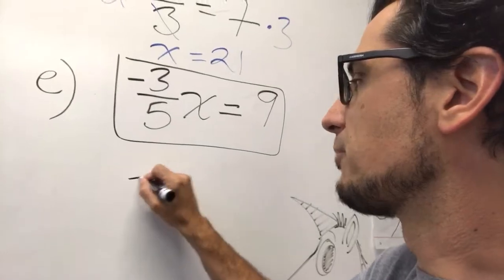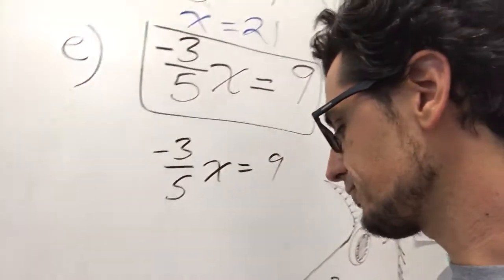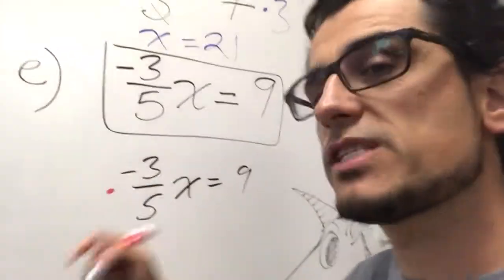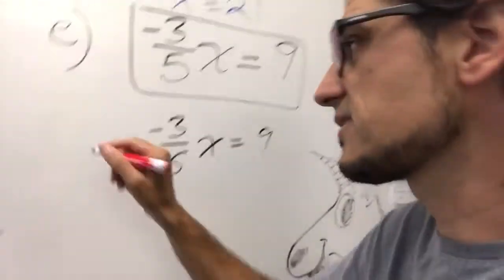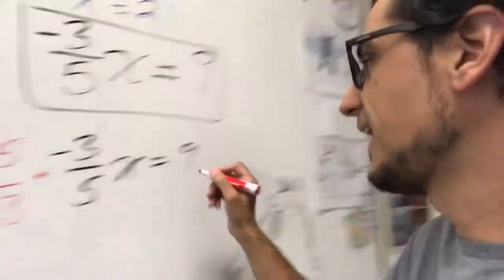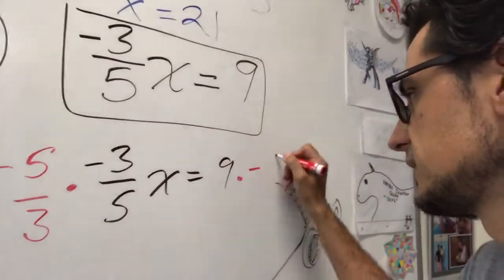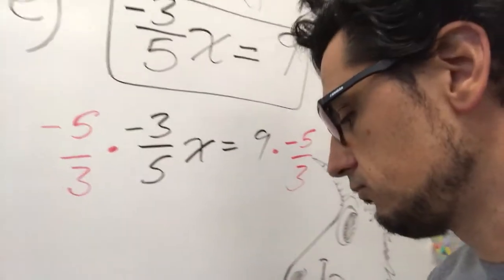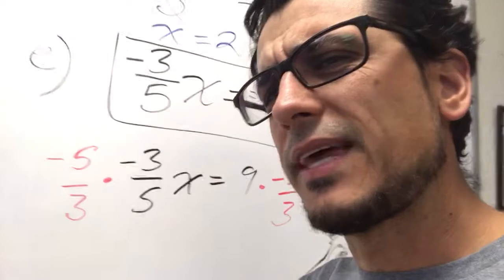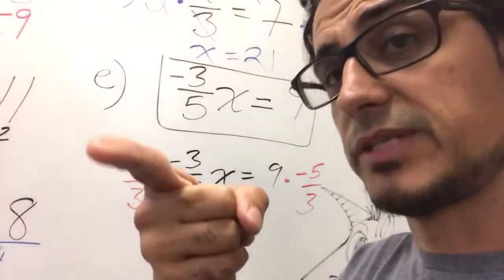So the problem initially was negative 3/5 x is equal to 9. Well, we got to keep this negative still, but I'm going to be multiplying it by, and what's the reciprocal of negative 3/5? Well, it's negative 5/3. And I have to do the same over here because it's the multiplicative property of equality, right? I hope you remember that. So dividing fractions is you multiply the reciprocal.